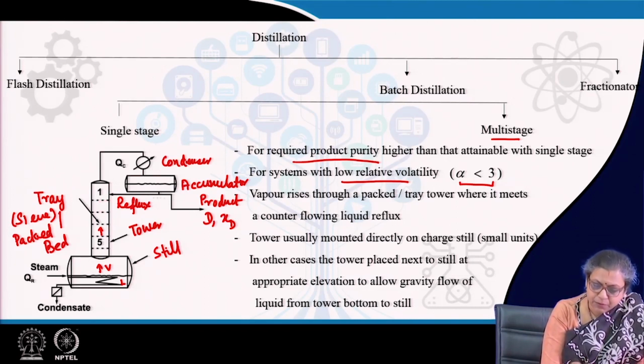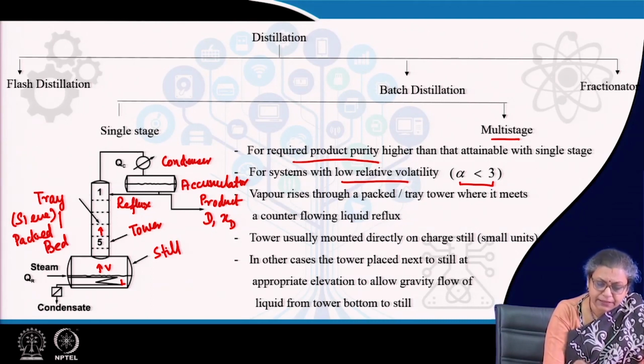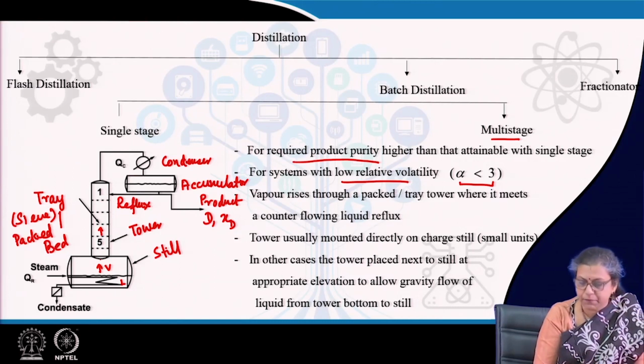And in this particular process, just like the repeated distillation that I have shown you, due to this additional enrichment we can get much better product quality from the multi-stage batch distillation as compared to the single stage batch distillation. Now, usually these are small scale units, and for most cases we find that the tower is just mounted directly on the still. Vapor rises by gravity, and generally the condenser and accumulator are kept at such an elevation that the liquid is reintroduced into the tower and falls again by gravity.